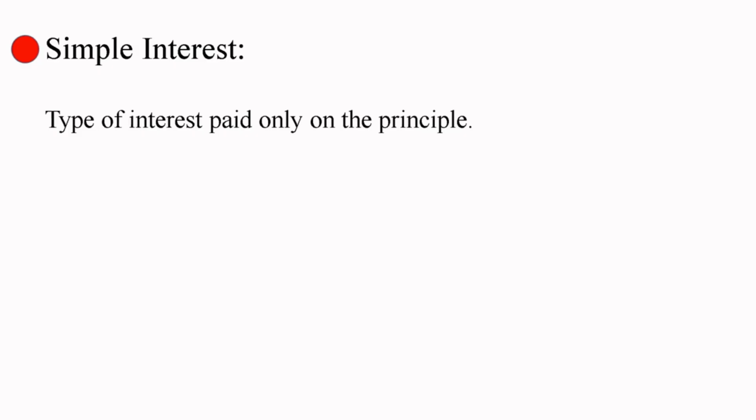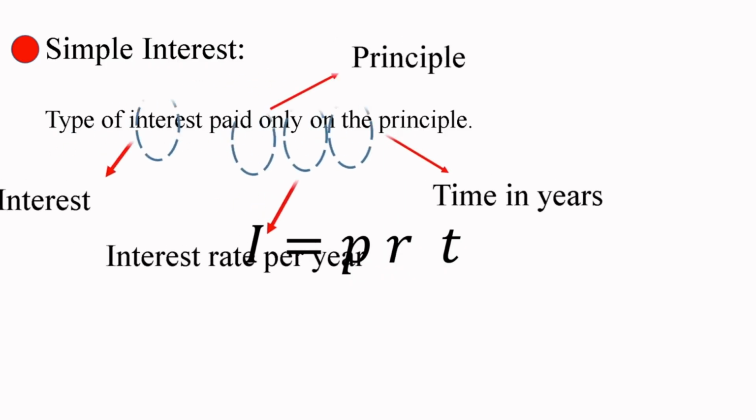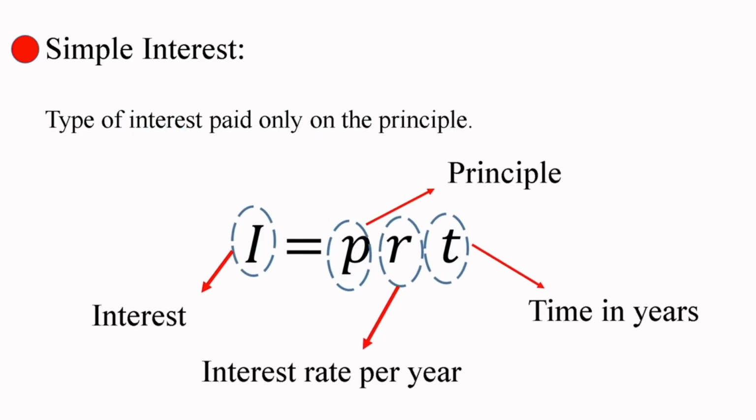What is the definition of simple interest? Simple interest is a type of interest that the bank is going to pay you only on the principal, not previous interest. What is the formula for calculating simple interest? I is equal to P times R times T. What does I stand for? I stands for interest. P is the principal, or the initial money that you put in your bank account. R is the interest rate, which is usually per year. T is the time in years.